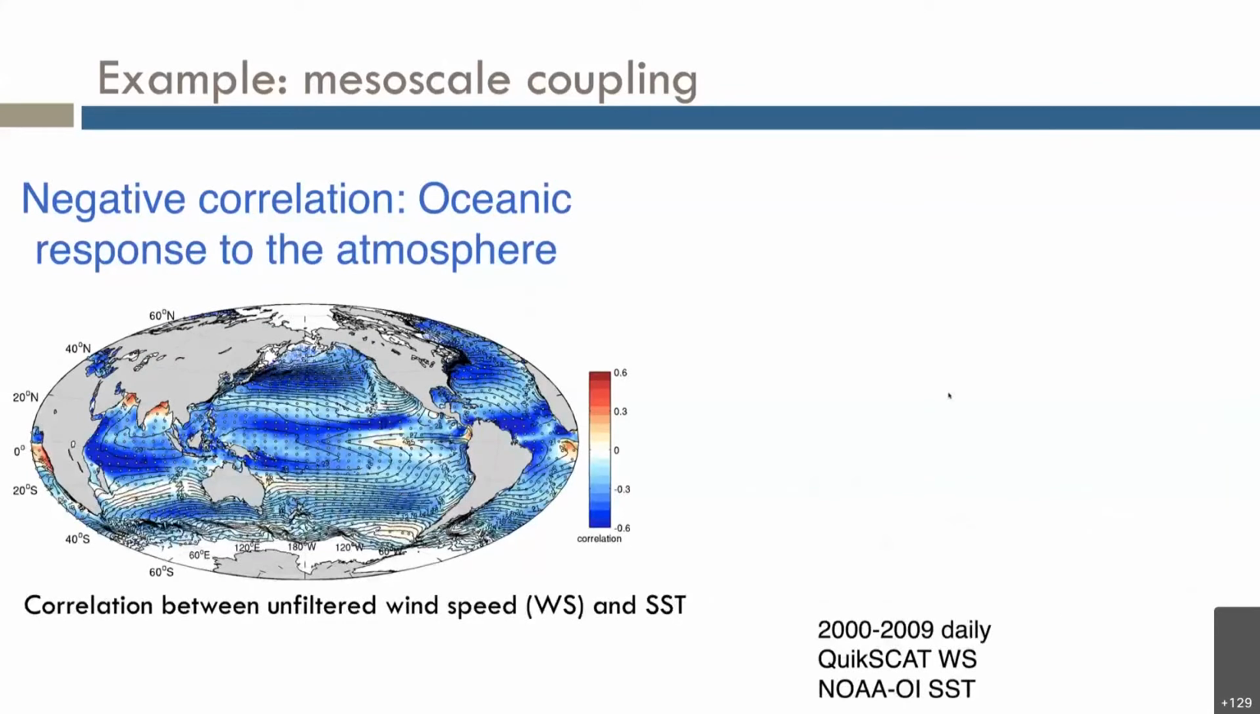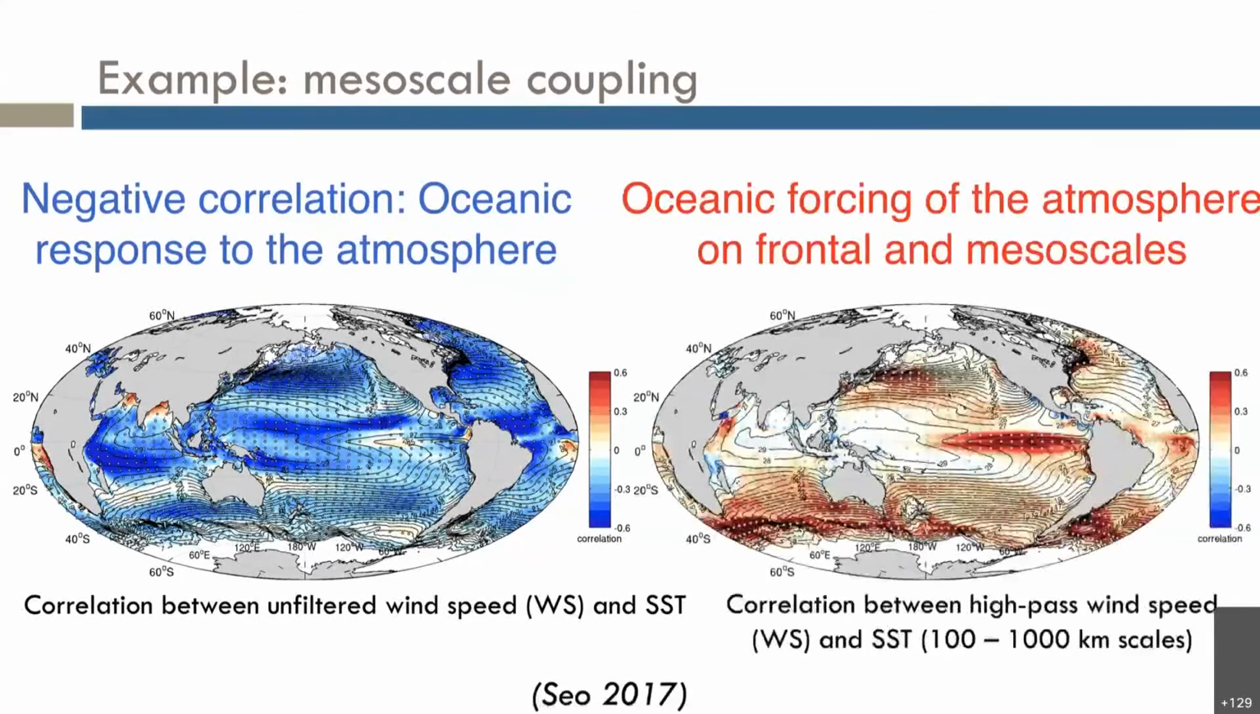So what we've found in the decades since TOGA COARE is that if you look on the large scale and you do a correlation between the wind speed and the sea surface temperature, generally you get everywhere a negative correlation here in blue, which means the ocean is basically just responding to the atmosphere. The atmosphere is forcing the ocean and the ocean is just responding. If you do a high pass filter of the same data, so you're looking now at say 100 to 1,000 kilometer scales, that correlation actually changes sign.